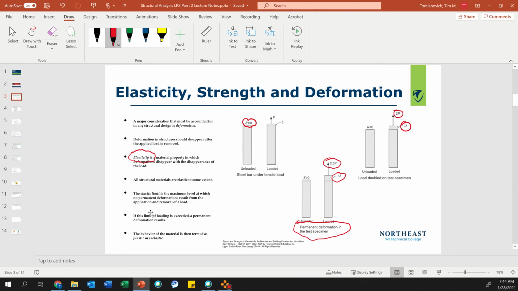Okay. So there's something called the elastic limit, which is the maximum level at which no permanent deformations result from application and removal of a load. If this limit of loading is exceeded, a permanent deformation results. The behavior of a material is then termed as plastic or inelastic. So remember that last lecture we had that Fy, the yield stress of steel, was 50 KSI. So basically that is the point when we go from the elastic limit to plastic deformation. Okay.